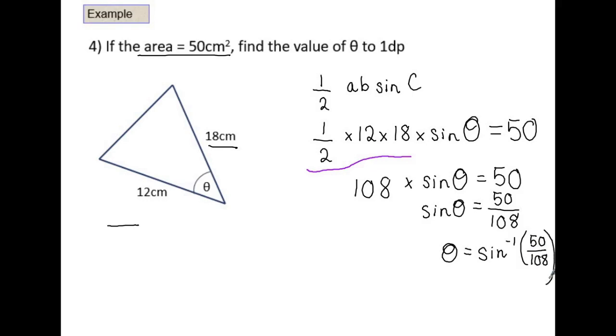Type it into your calculator and it will give you your final answer of theta. You should get 27.578, etc. It's an angle, and the question also asks you to round it to 1 decimal place. So your final answer is going to be 27.6 degrees.